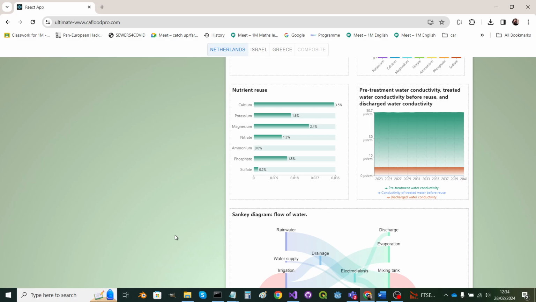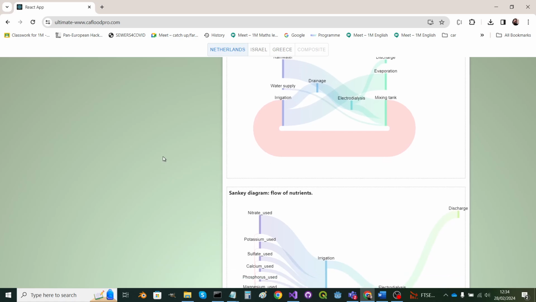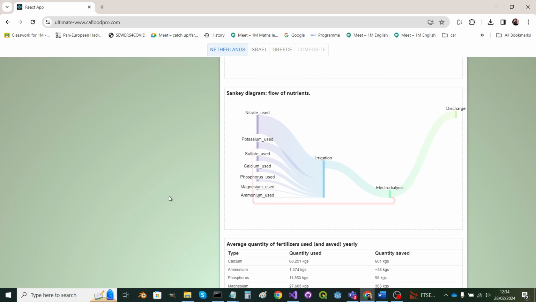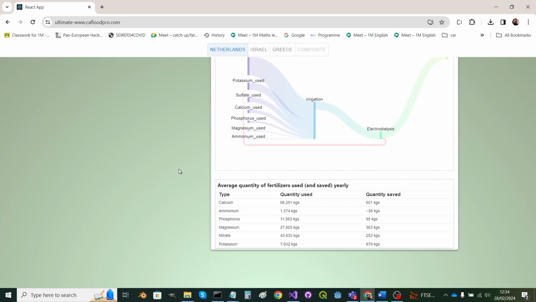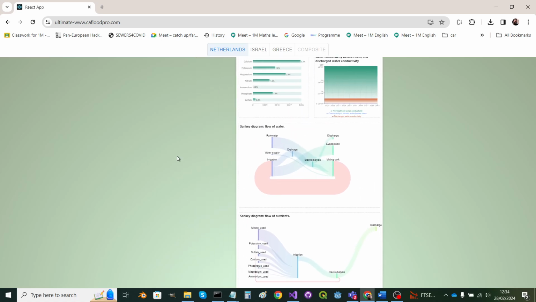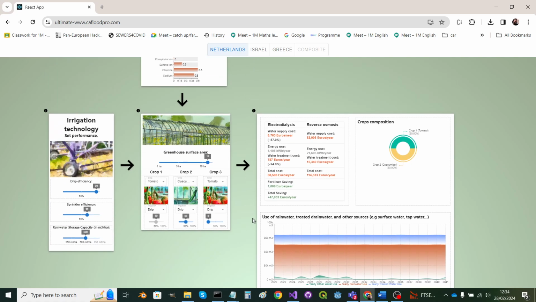There are also some interactive Sankey diagrams that will show you the flow of water, what is being lost, what is being reused in a more graphical manner. Similarly for the flow of nutrients. And finally, there is a small table that shows you the quantities of fertilizers which are used or saved depending on the type of recovery technology you use.